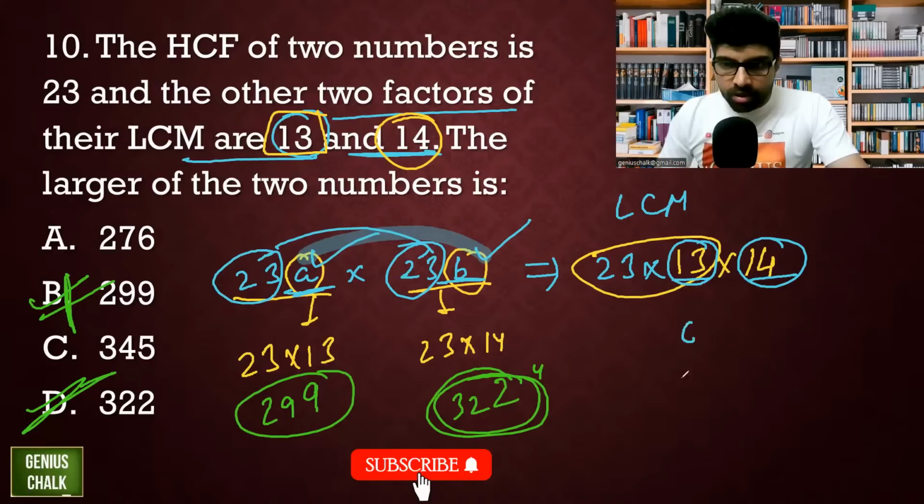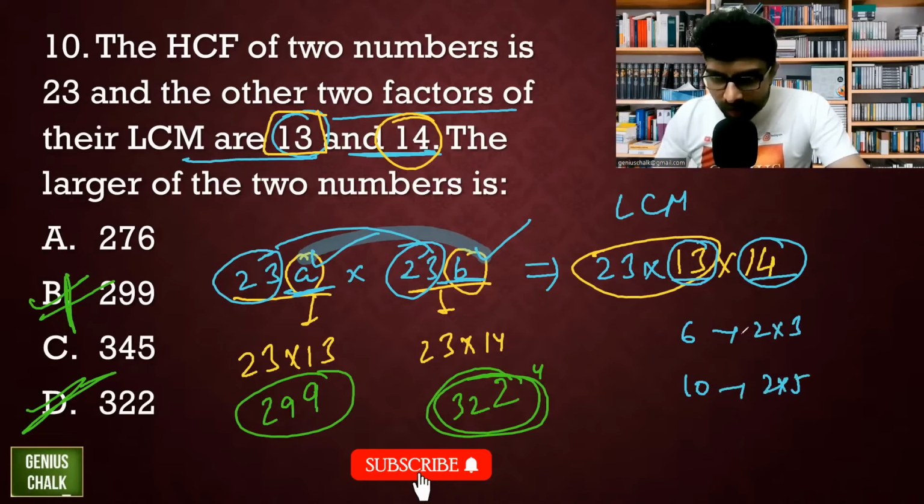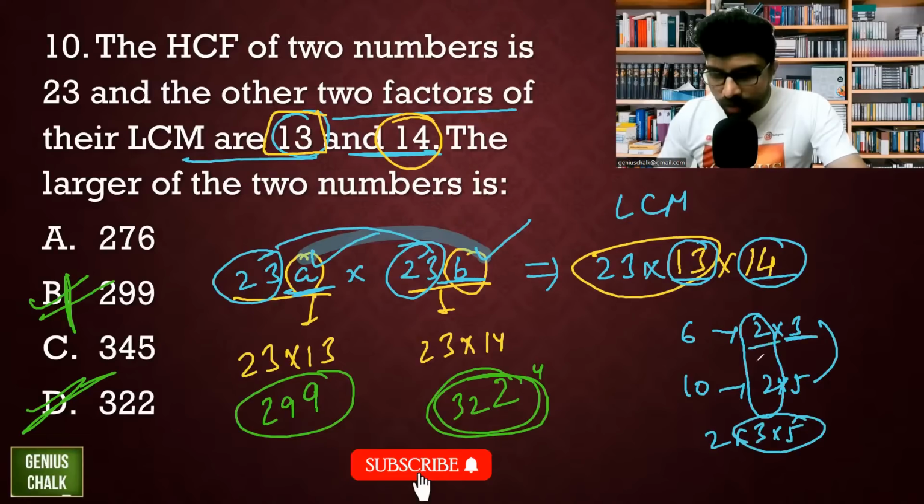Like if I say 6 and 10, what is the LCM? You will say 6 is 2 into 3 and 10 is 2 into 5. So you can see the HCF is 2, but this 3 and 5 are coming. So the LCM will be 2 into 3 into 5, right? That's why this 2 was already the HCF, but 3 and 5 came in the LCM part. They were other factors of the given numbers. That's why I have taken it.